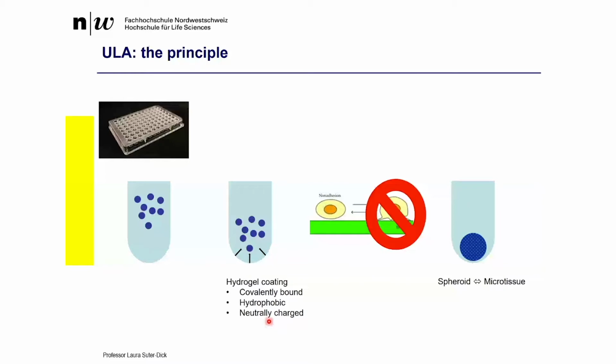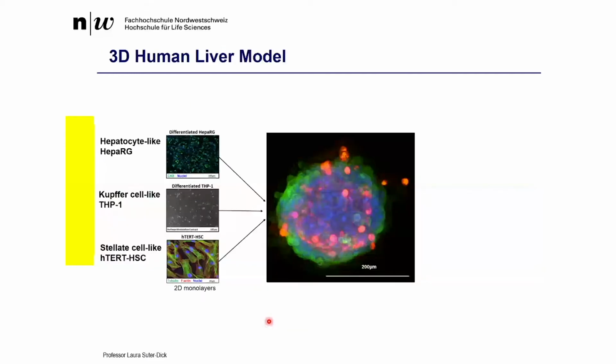HepaRGs, THP1, hepatic stellate cells, immortalized, all together they form one microtissue. And what I forgot to say earlier, microtissues which are larger than approximately 300 micrometers in diameter become necrotic. The nutrients and the oxygen cannot penetrate if the microtissue is too big, and the cells in the core start dying.